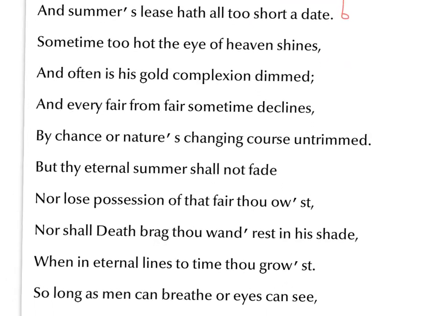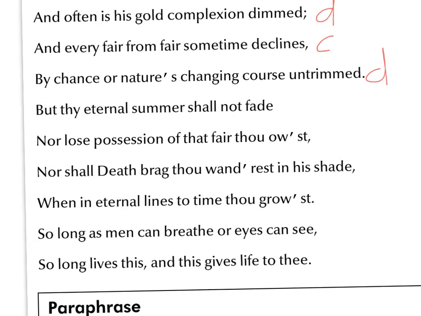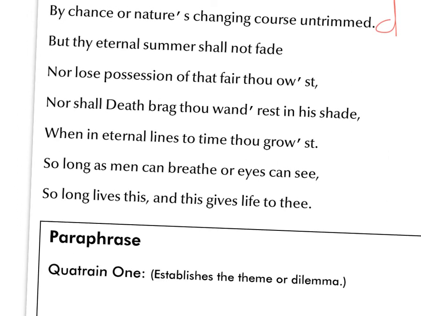I'll go down to my second quatrain, 4 lines. Shines, this will be my C. Declines, dimmed, untrimmed. And all I have to do is go down to my third quatrain. Fade, shade, owest, growest. And finally, in the conclusion, I come to the rhyming couplet. 2 lines that rhyme. G, G.